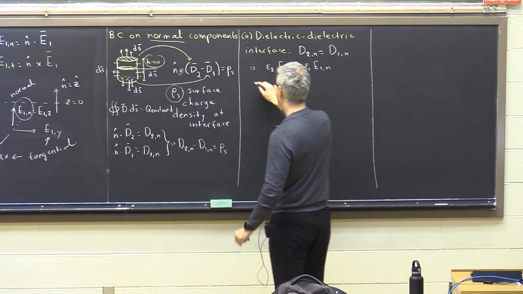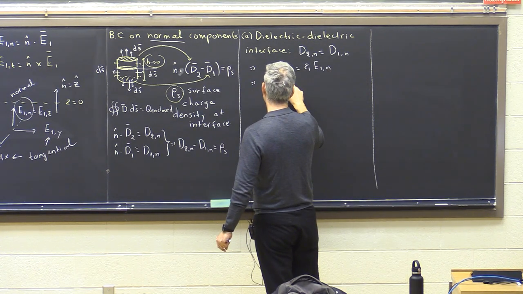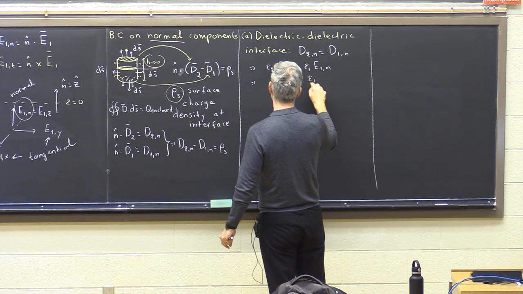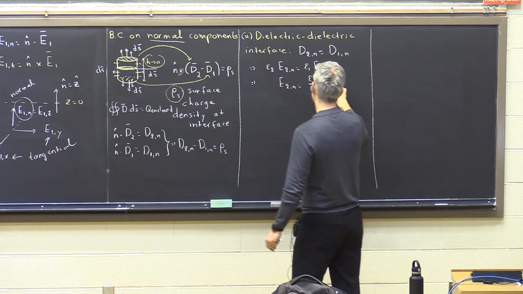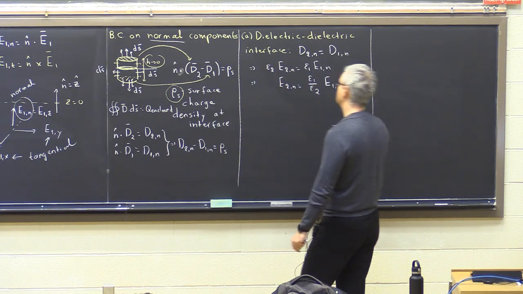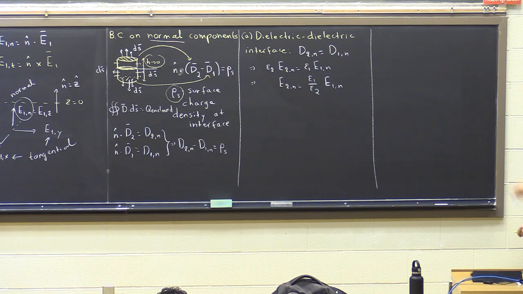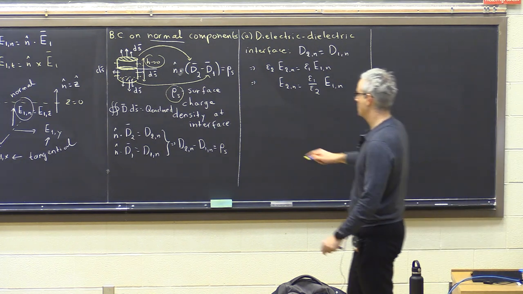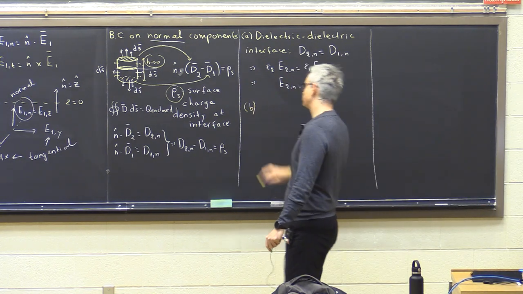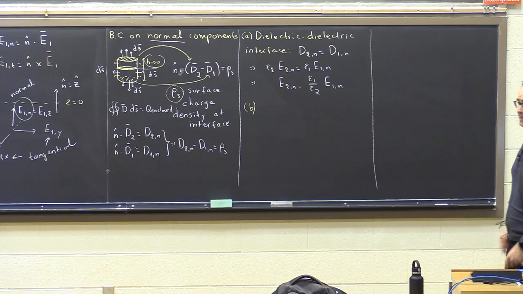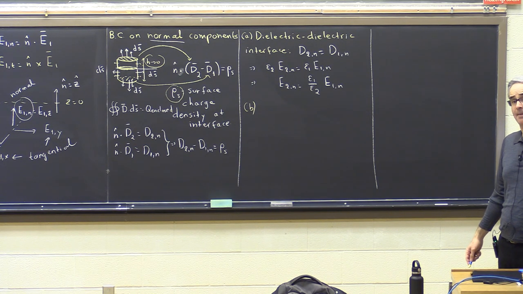And you see that epsilon 2 E2n equals epsilon 1 E1n, so E2n is epsilon 1 over epsilon 2 times E1n. So the normal electric field is discontinuous. We will see an example in a little bit to reinforce these concepts. Second special case, if one of the two is a perfect conductor.